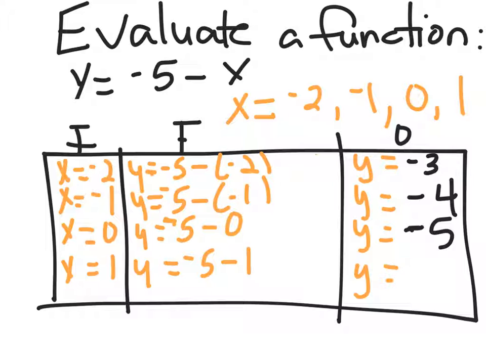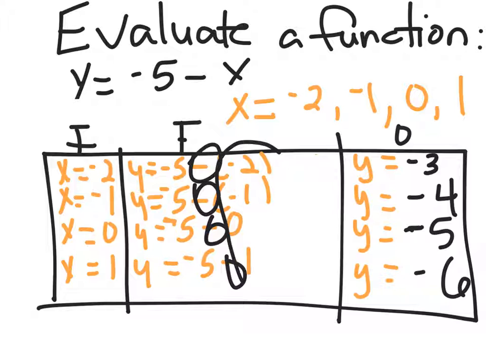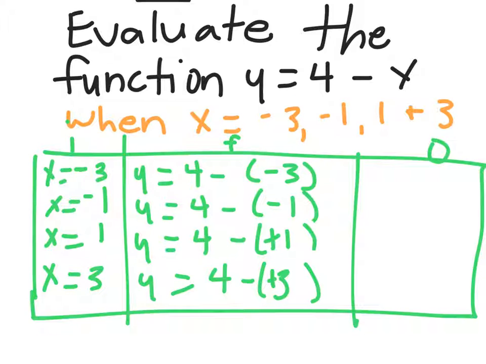And that answer is going to be -6. Okay. So a subtraction here, here, here always turns this into the opposite. Okay, so let's evaluate the function y equals 4 minus x.